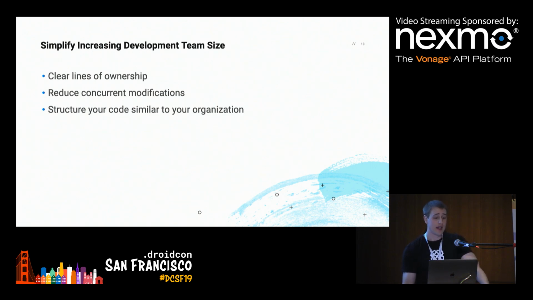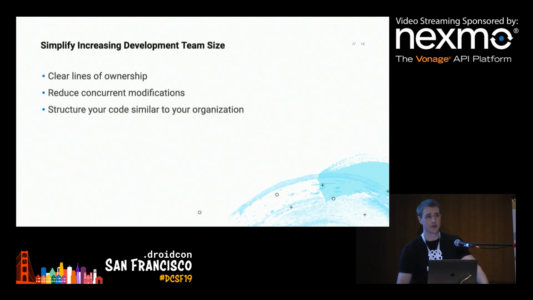It helps us simplify our development and increase our team size. So there's clear lines of ownership. Teams can own one module, one feature, without stepping on the toes of other people. It'll reduce concurrent modifications, which is awesome when you get more than like 3 or 4 developers. You're not going to deal with merge conflicts every day. And it'll allow you to structure your code similar to your organization.